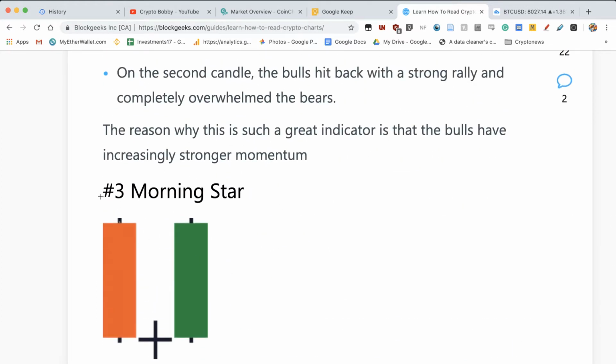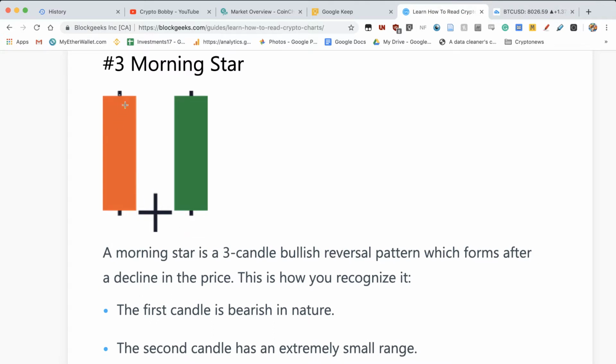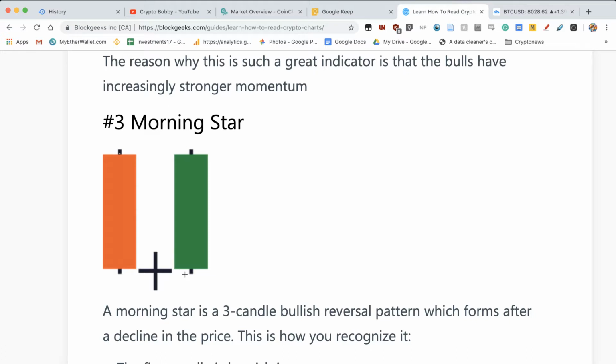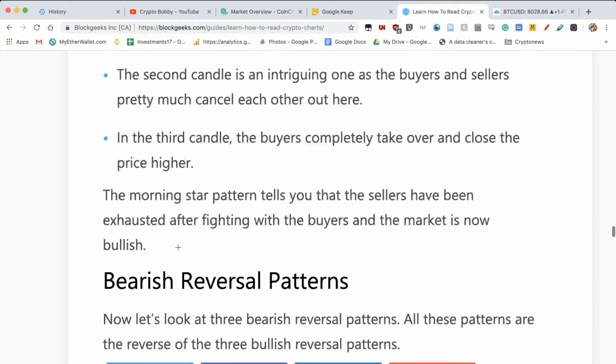You've got number 3, the morning star. So the morning star looks like a star. There's not much to say about it. A morning star is a 3 candle bullish reversal pattern which forms after a decline in price. And how to recognize it: the first candle is bearish. Then you've got this very small candle, more or less no body at all. And then you've got a bullish candle which is more or less the same size as the first candle. And this means that the buyers now are in control of the market for this time frame.